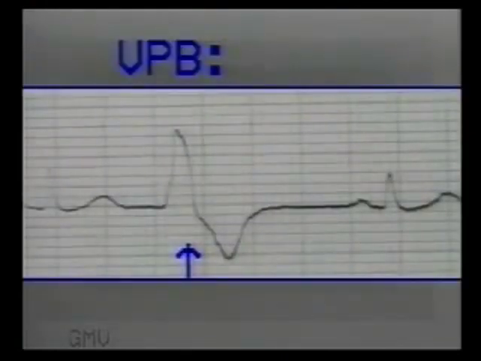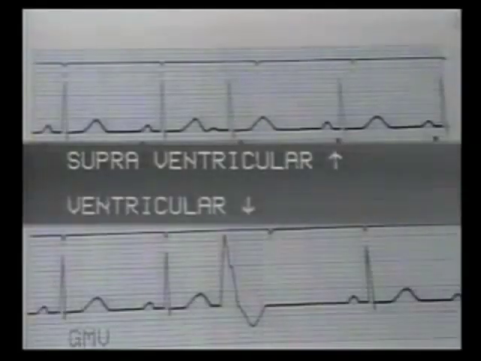Once again, note the features of a ventricular premature beat. The QRS complex is wide and bizarre, and the T wave is opposite in direction to the main QRS complex. So let us now study the differences between ventricular and supraventricular or atrial premature beats.